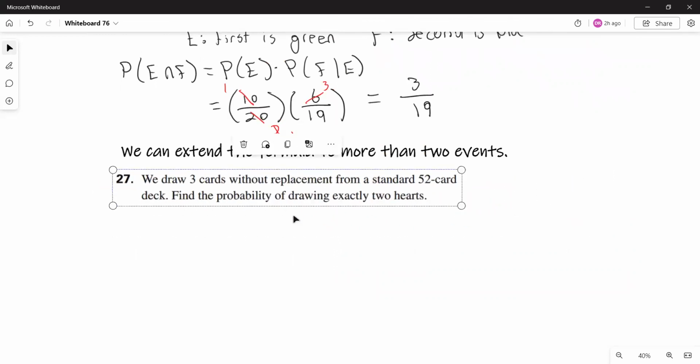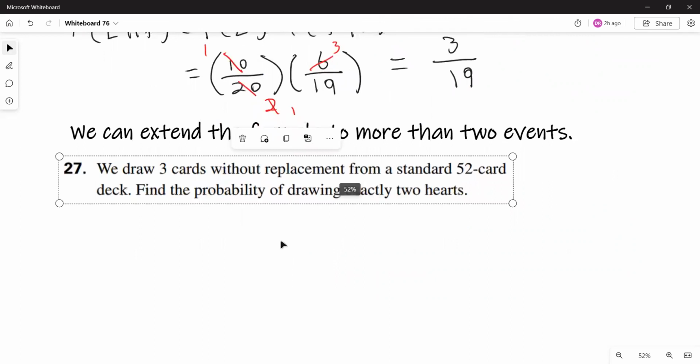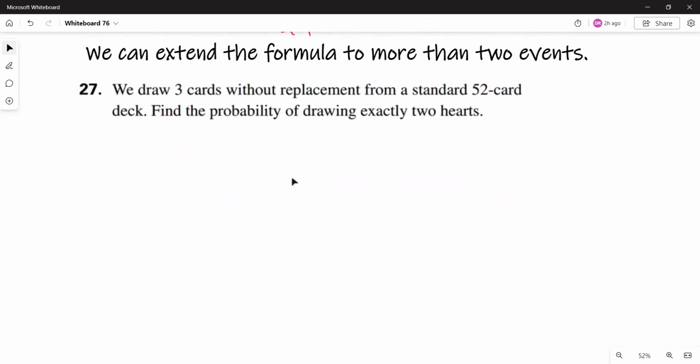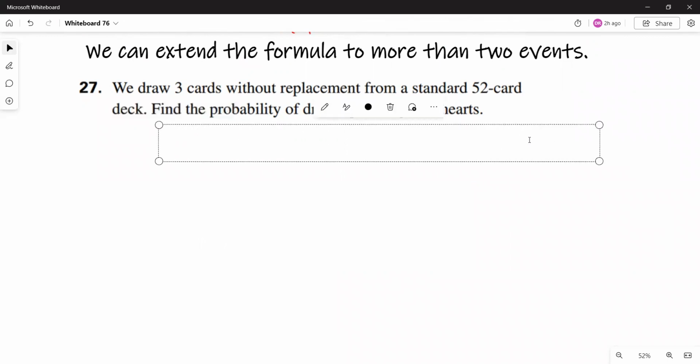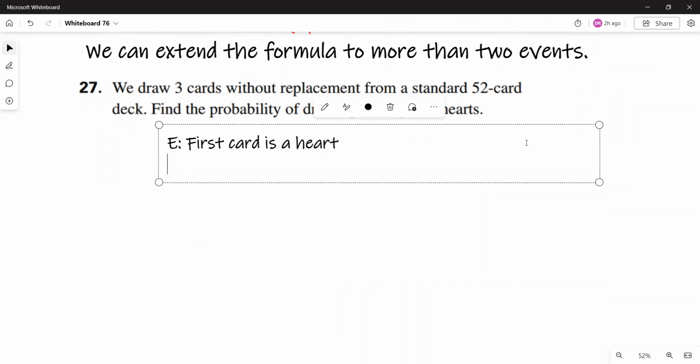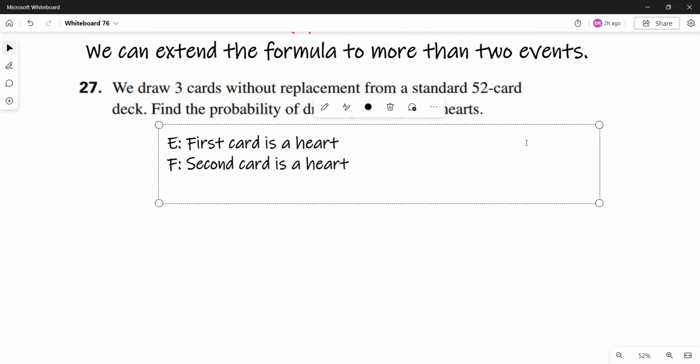Suppose we draw 3 cards without replacement from a standard 52 card deck. Find the probability of drawing exactly 2 hearts. So we're going to give names to the events. The first event is that the first card is a heart. Event F is that the second card is a heart. And event G is that the third card is a heart.